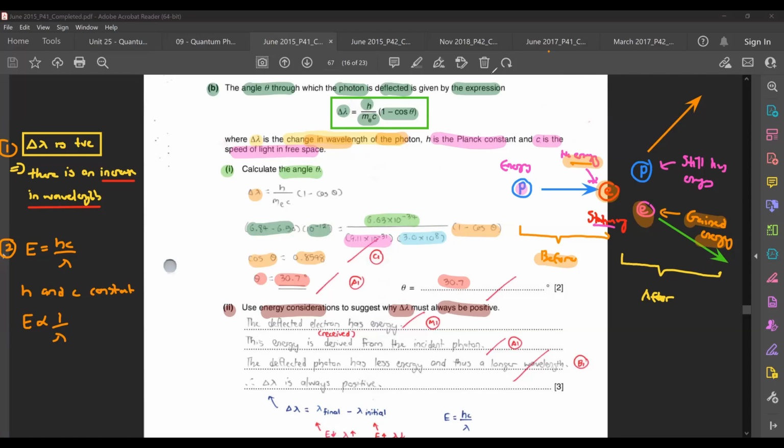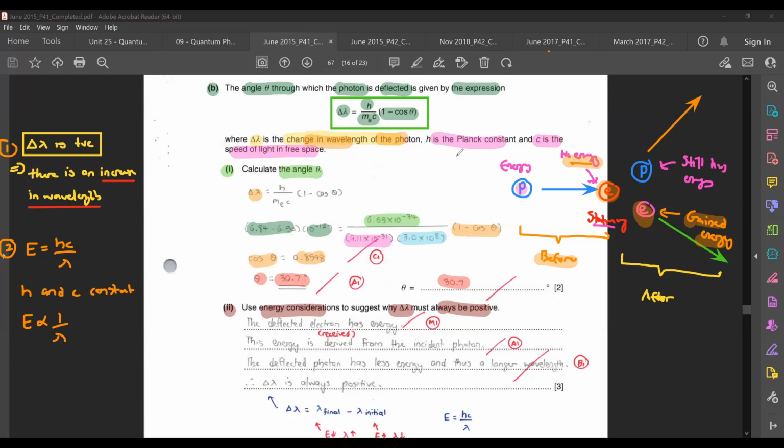So in your case, the energy gained by your electron must have come from your photon in the first place, according to conservation of energy. Your energy cannot just come from nothing. It must have come from somewhere right now. It actually came from your photon energy. So right now, what you can then say is something like this.